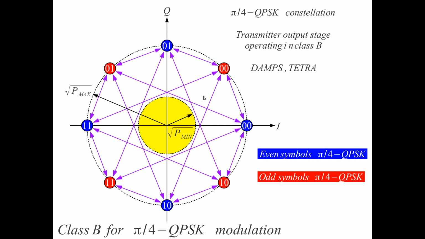And the trick is to use two different sets of symbols for pi/4 QPSK modulation. We use a set of even symbols that are depicted blue here, and a set of red symbols that are odd symbols in this diagram here. So symbols alternate: even, odd, even, odd, even, odd, and so on. From the theoretical point of view, there is no advantage of using pi/4 QPSK modulation. Both modulations have the same spectra, but there's a difference in the instantaneous output power.